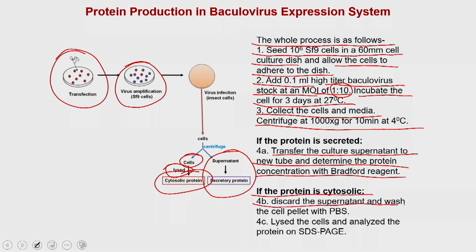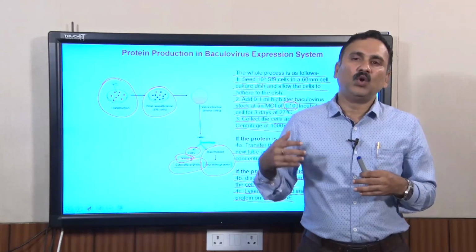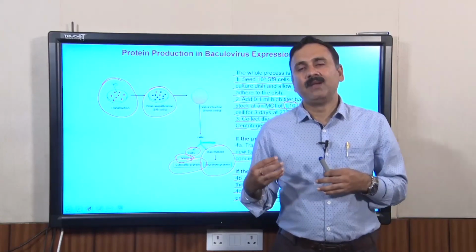So, if the protein is cytosolic in nature, discard the supernatant and wash the cell pellet with PBS, then lyse the cells and analyze the protein on SDS-PAGE. So, these are the different steps which you have to follow to overexpress the protein in the baculo expression system.